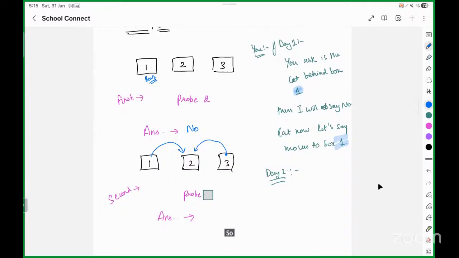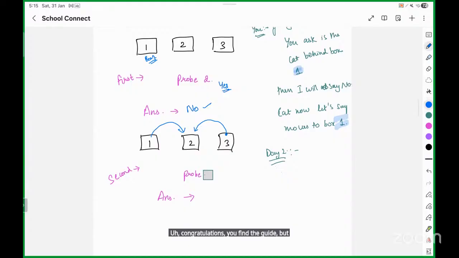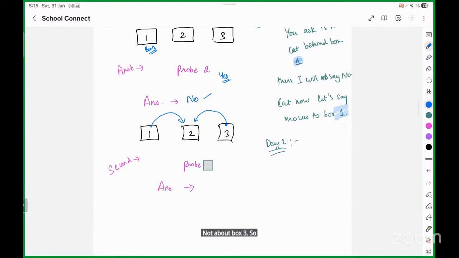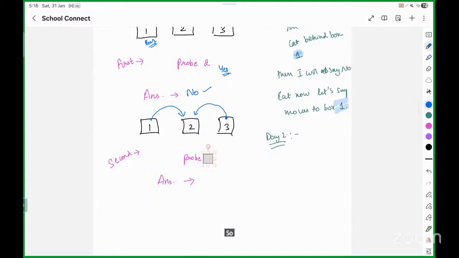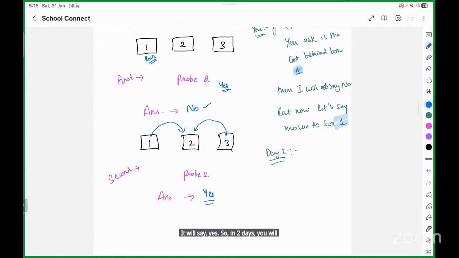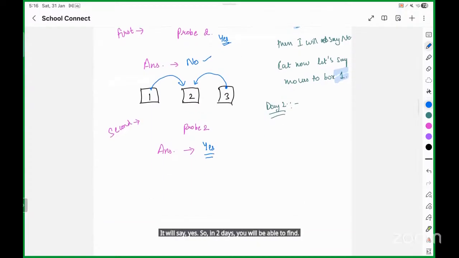So if in the first question you find the cat, then it's good, congratulations, you found the cat. But if not, then the only option for the cat to be at is either box 1 or box 3. So on the next day, the cat has already moved to box 2. Again you will ask whether the cat is behind box 2 or not, and then it will say yes. So in 2 days, you will be able to find the cat if the number of boxes is 3.